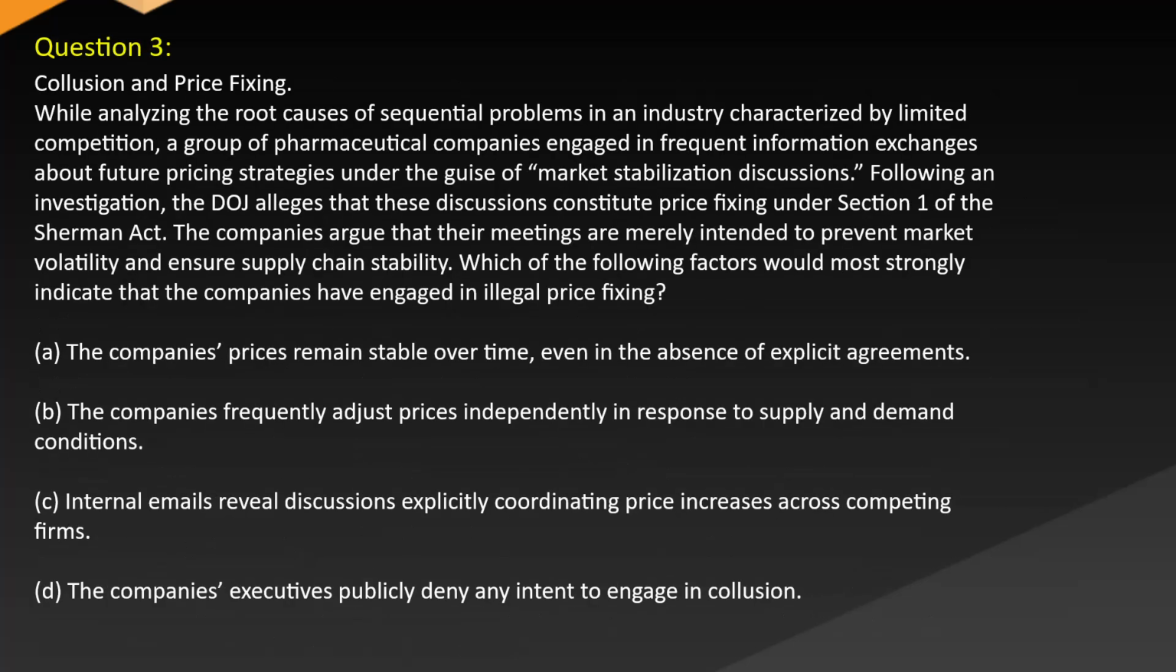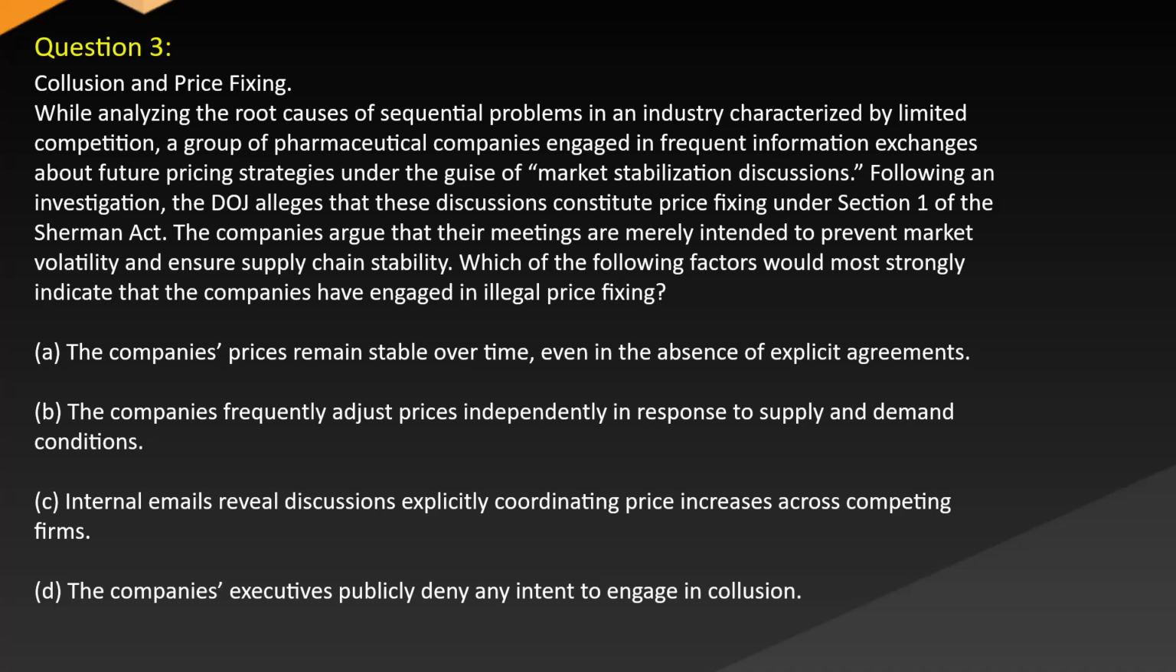Question 3. Collusion and price fixing. While analyzing the root causes of systemic problems in an industry characterized by limited competition, a group of pharmaceutical companies engaged in frequent information exchanges about future pricing strategies under the guise of market stabilization discussions. Following an investigation, the DOJ alleges that these discussions constitute price fixing under Section 1 of the Sherman Act. The companies argue that their meetings are merely intended to prevent market volatility and ensure supply chain stability.